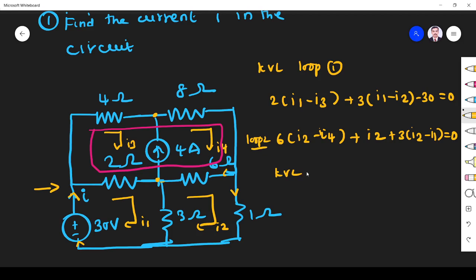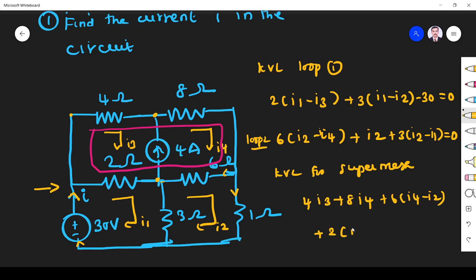Now I apply KVL for the supermesh. This color is indicating the supermesh, so I start from here. First I apply KVL for the supermesh: 4 I3, since I3 is flowing here. Next here 8, so 8 I4 is flowing. In this branch I4 is flowing and I2 is flowing on the opposite side, so 6 into I4 minus I2, plus next this branch where I3 is flowing and I1 is flowing on the opposite side. So 2 into I3 minus I1 is equal to 0.